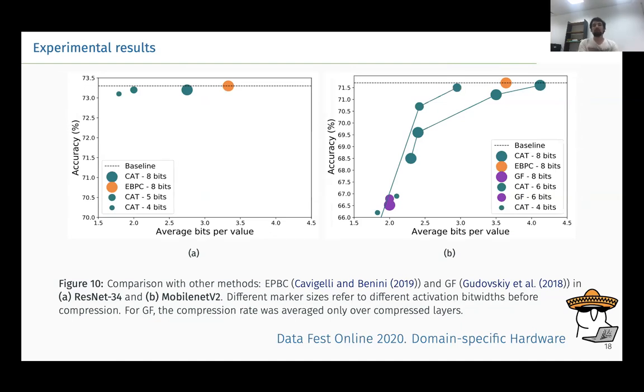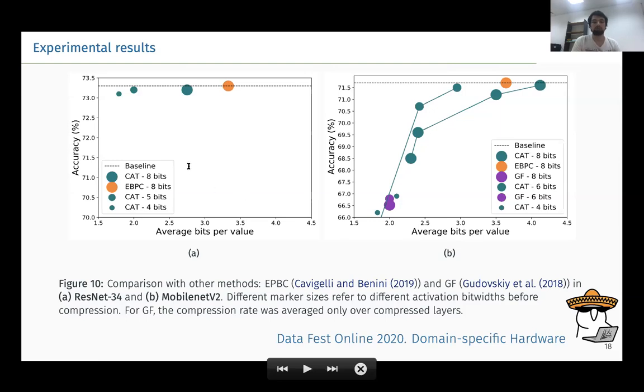And now we applied those methods we talked about. Now we don't need PCA because we explicitly reduce the entropy of the signal instead of reducing it implicitly with PCA. So we drop the PCA. We have no computational overhead now, but we paid for it with the training. And here we compare with methods I talked about in the beginning, EBPC by Cavigelli and GF by Gudovskiy.